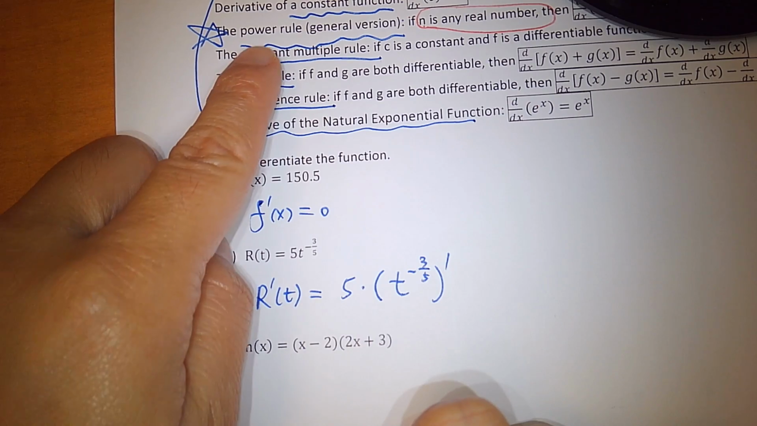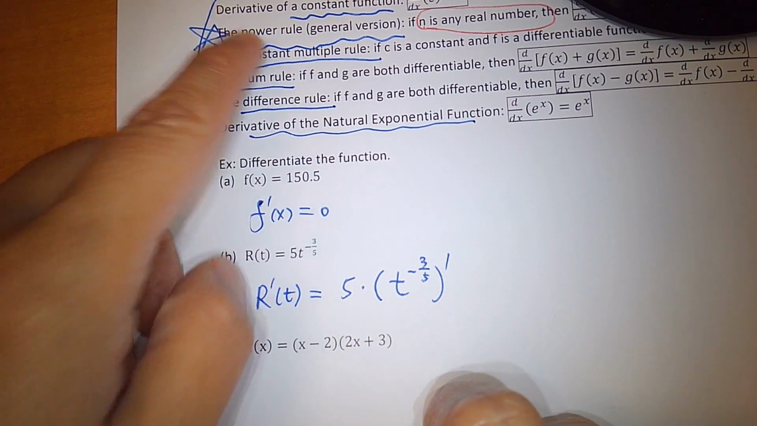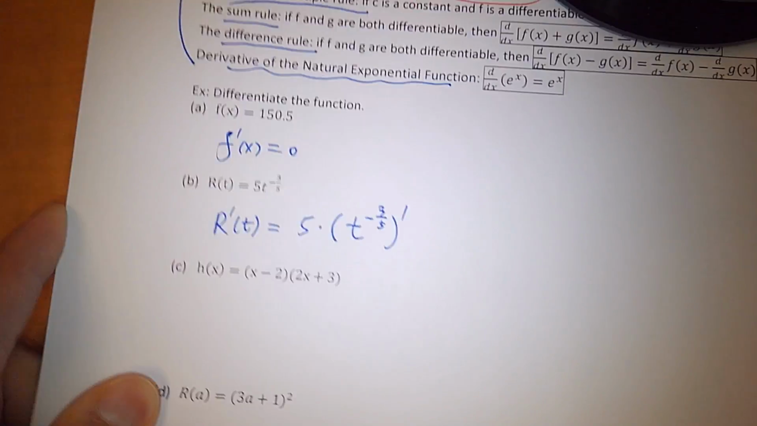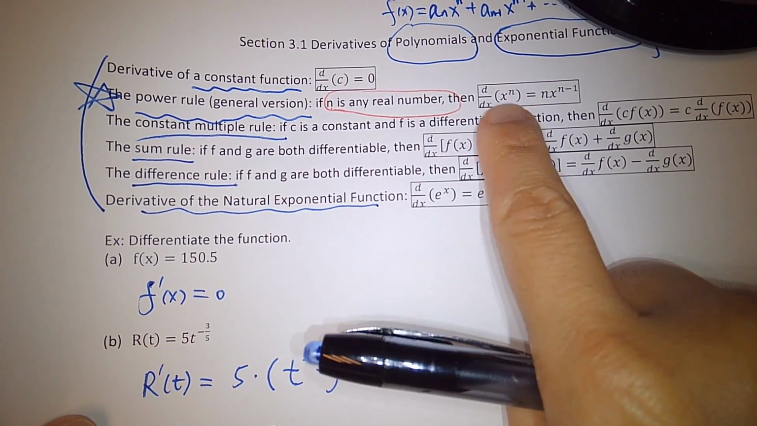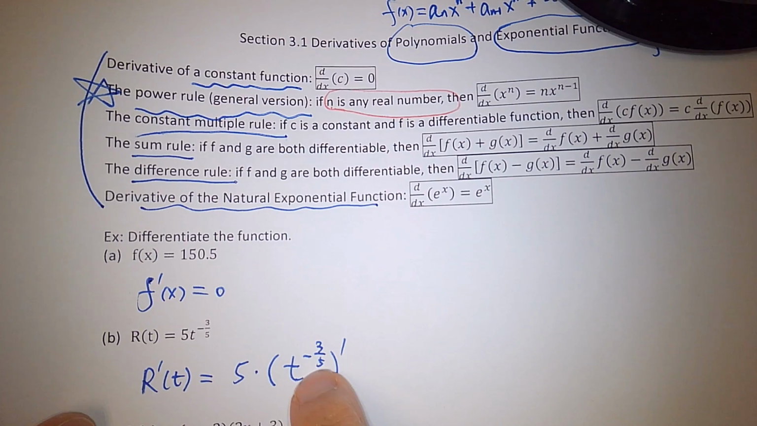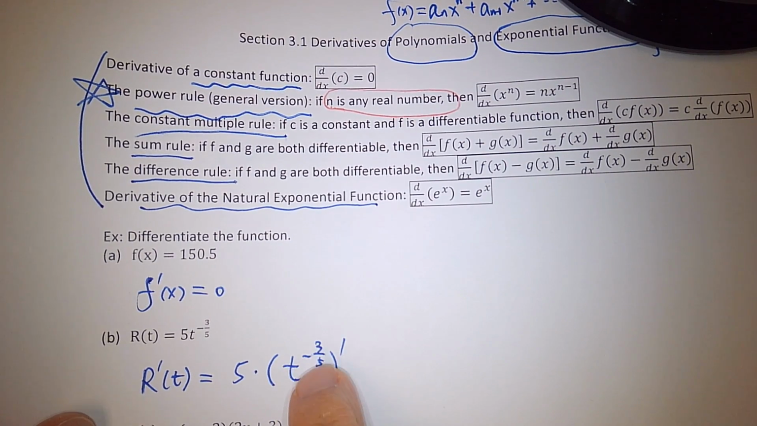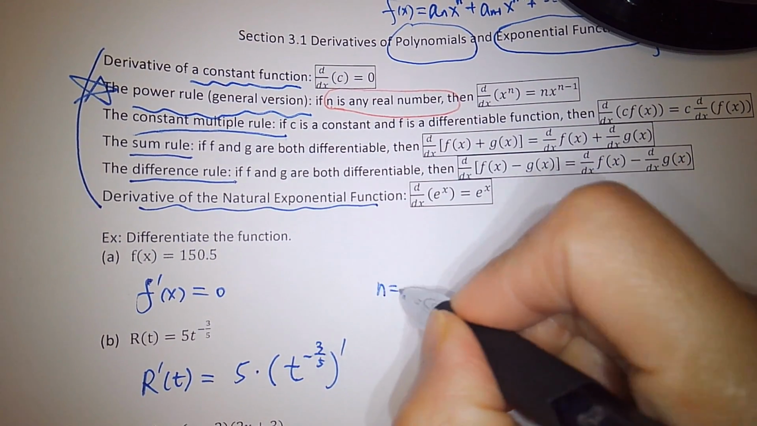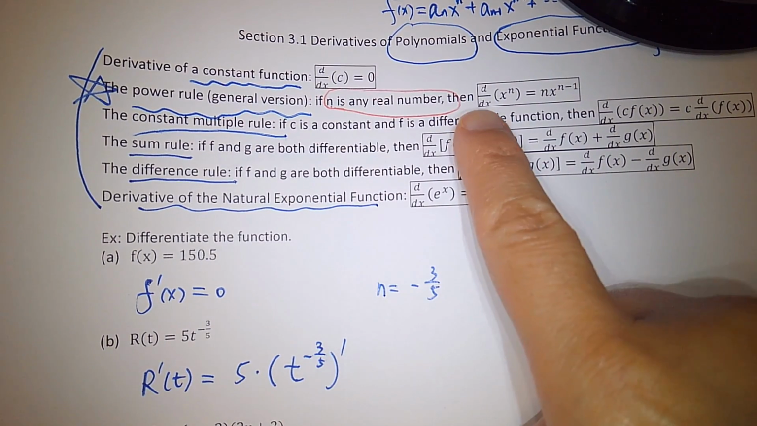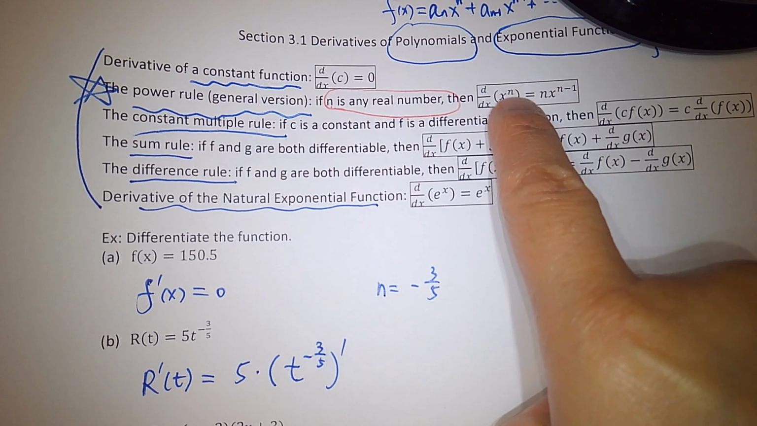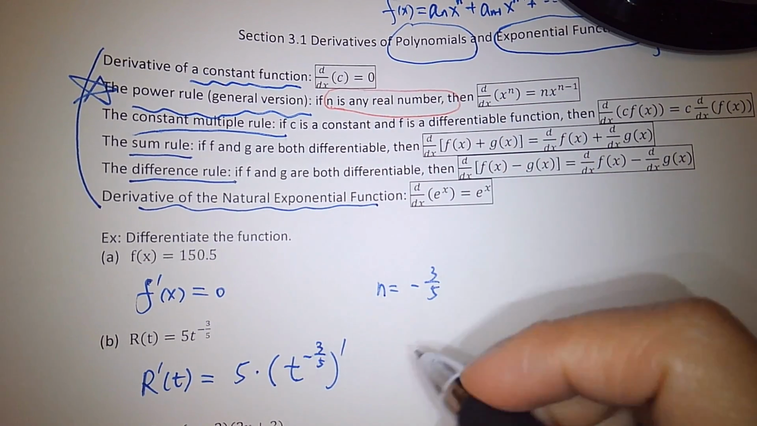Which rule should we use right now? The power rule. What does the power rule tell us? If we have x to the nth power, well, in this question, what is n? Negative 3 over 5, right? So the derivative of x to the nth power will be written as n times x to the n minus 1.